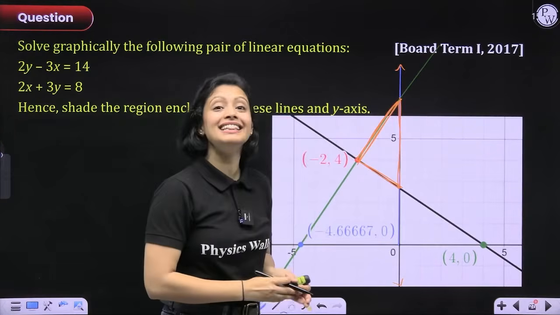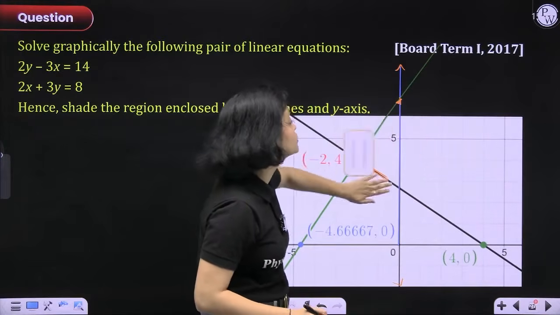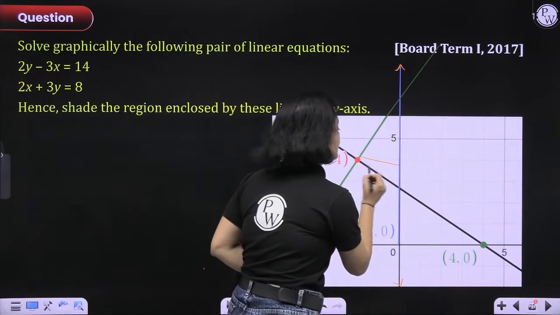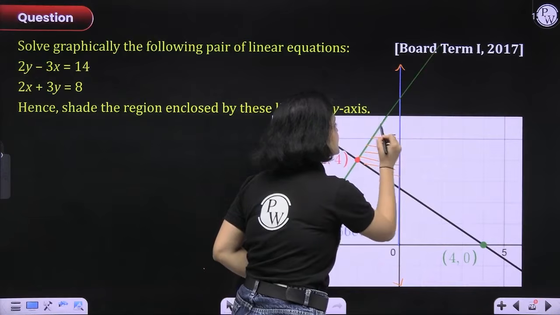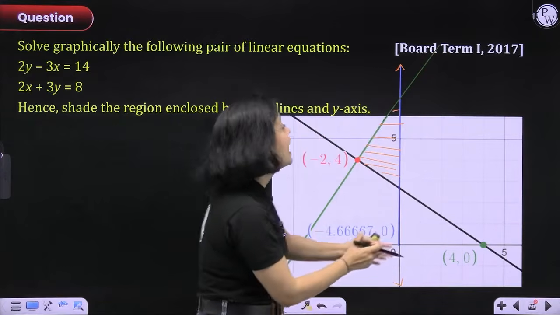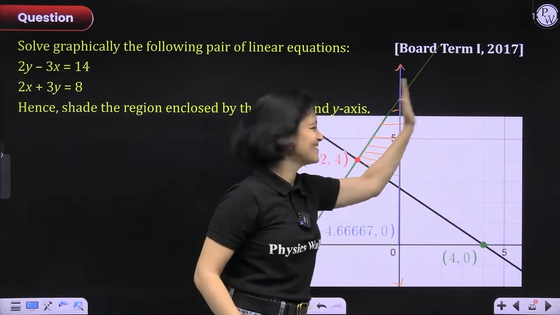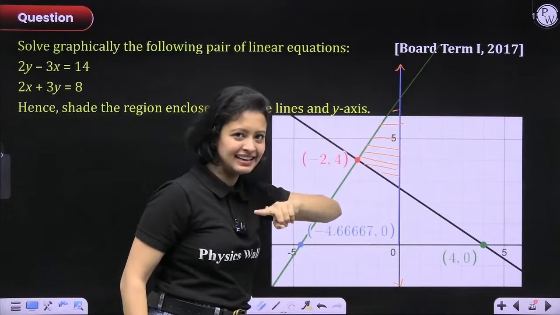So basically the area they are talking about is what? This is the area that they are talking about. This is the area that is enclosed by both the lines and the y-axis, right everyone? Can you see that easily, right?